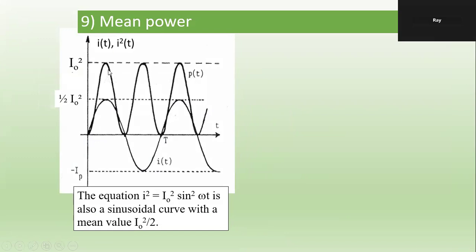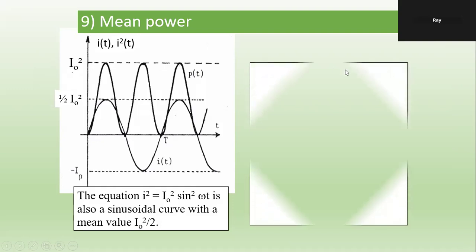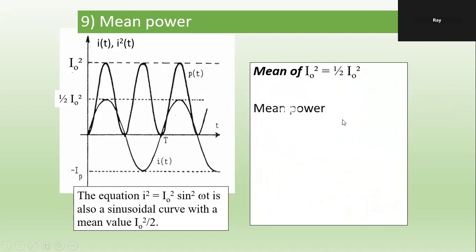As we have said, if this is the I naught square, the peak value, the mean value is half of that. So mean power is just this. What do you call this one? It's got a special name: mean square current, the mean square of the peak current. That's the bracket for mean, and this is I square times R.